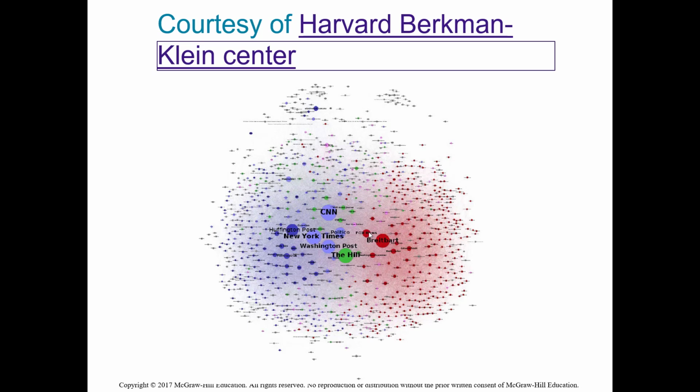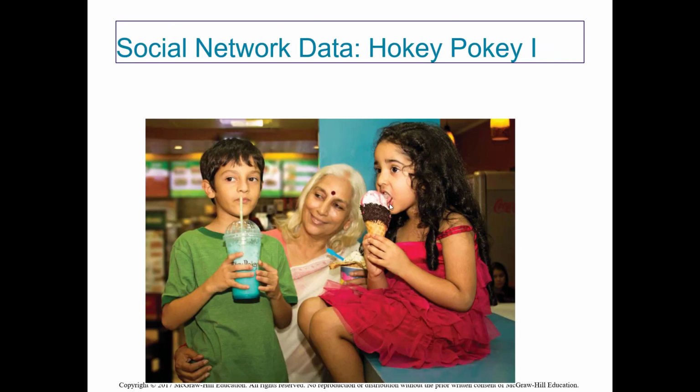And we can see here that, for example, we've got Fox News and Breitbart on the right, CNN, Huffington Post, New York Times, Washington Post on the left. And then we have this political site, The Hill, in the middle of this.